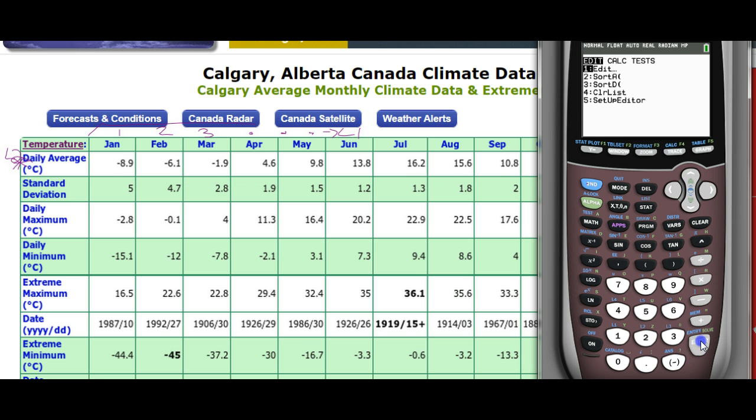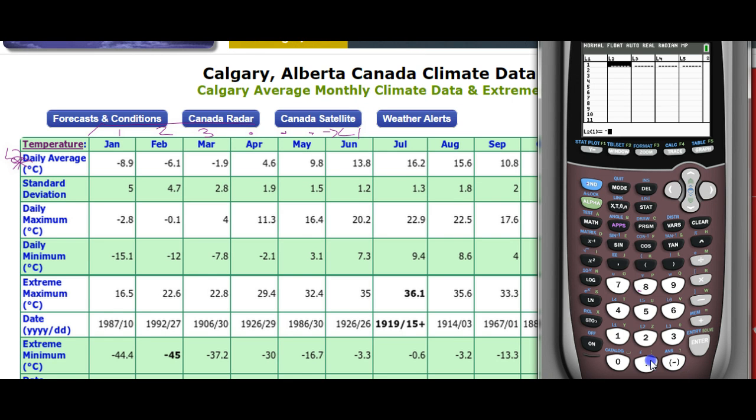Okay, so stat, edit. In L1, we're putting the number of the month, right? So January is 1, February, March, April, May, June, July. So we have the numbers 1 through 12. Okay, pop over to the next column, and in L2, we are now going to put the temperatures.